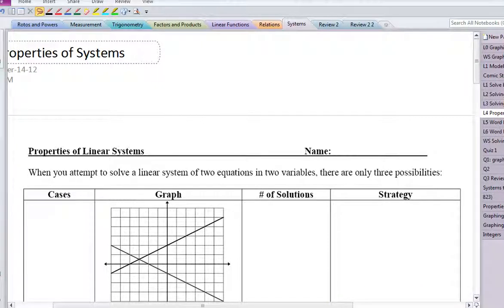Hey, how do you know which one it is? Well, Mr. Fine, it's the vertex. Right? That's what I'm saying.